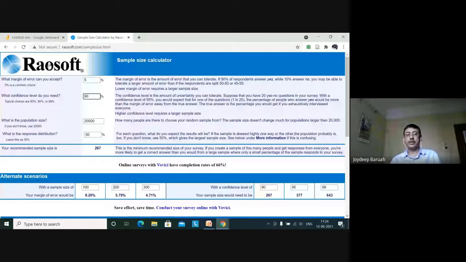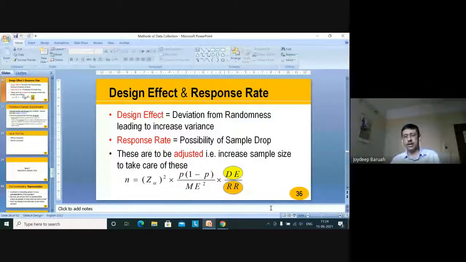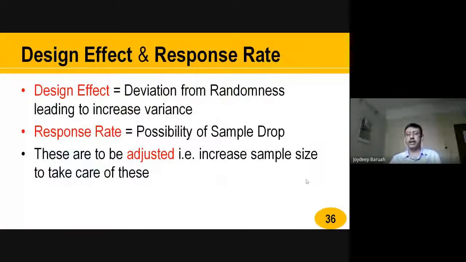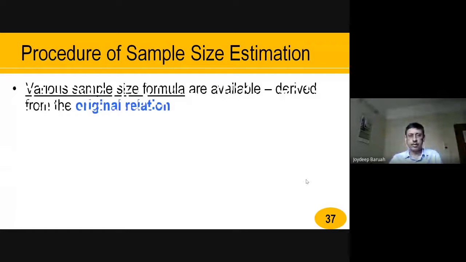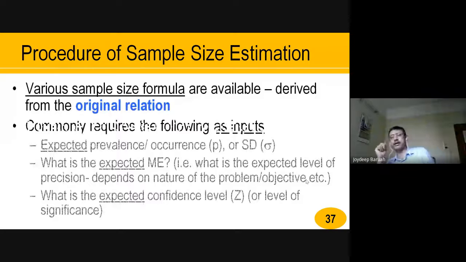Now the point is that all these things are required only when you have estimation as your objective. The most important thing is that you are looking for estimation and generalization.